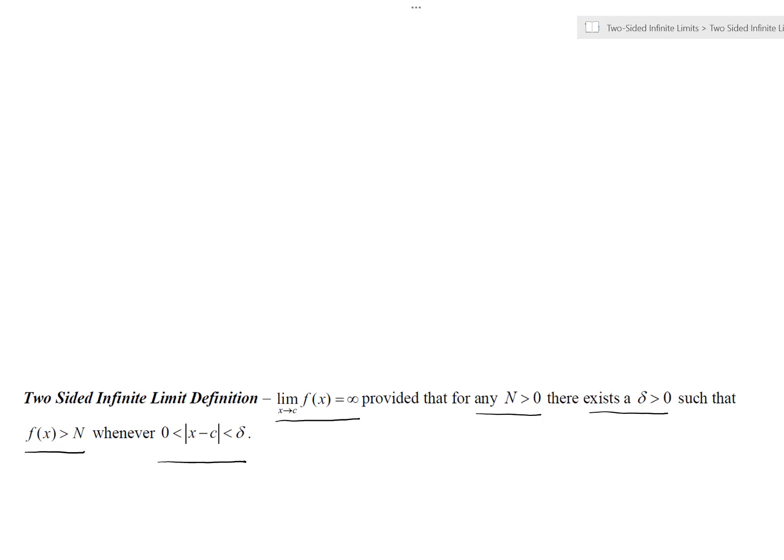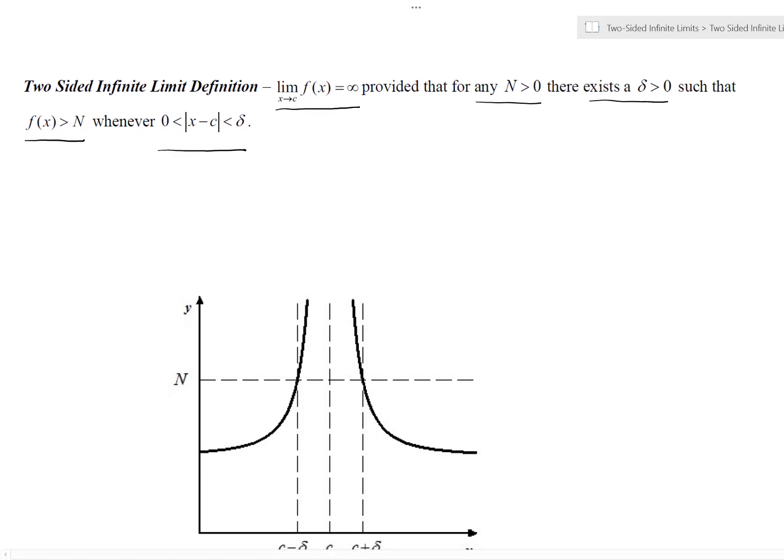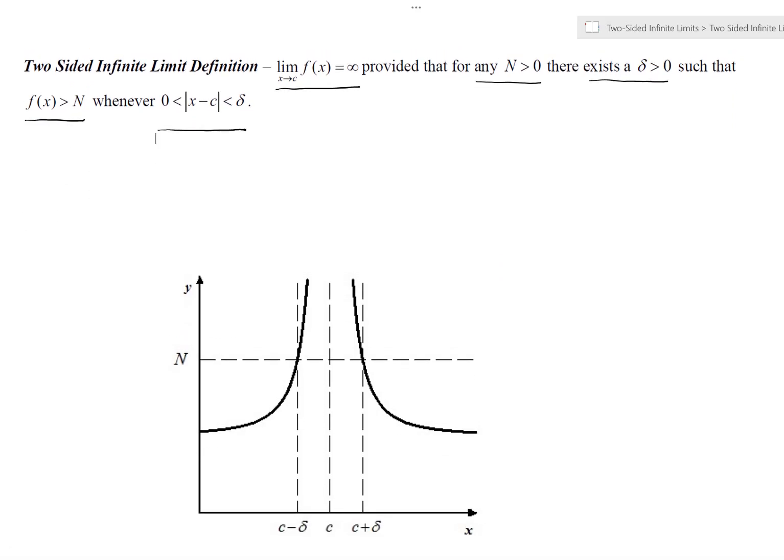So in other words, what is that saying? It is saying that for the deleted neighborhood of x around c, no matter how tiny of a distance you move left or right, this function f is always bigger than some number n, whatever that might be. So pictorially, what would that look like? Something like this. So here's your deleted neighborhood of x around c, the delta neighborhood down here below, as we can see. Move to the left delta units from c and move to the right delta units from c.